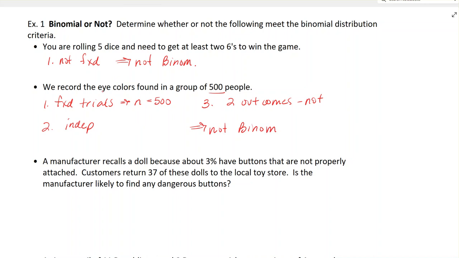Now, if I had said I wanted to record the color of brown eyes in a group of 500 people, then that would be two outcomes, because you would either have brown eyes or you wouldn't. So that's where the two outcomes would come from. But in this particular case, we haven't defined a particular eye color we're looking for, so there's not two outcomes.